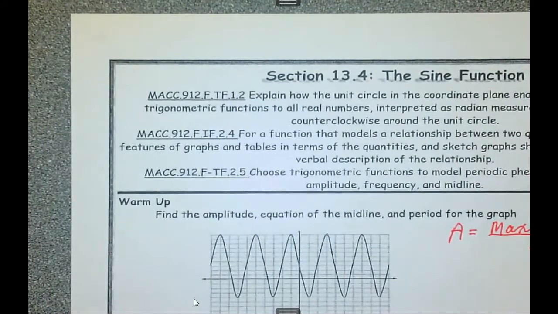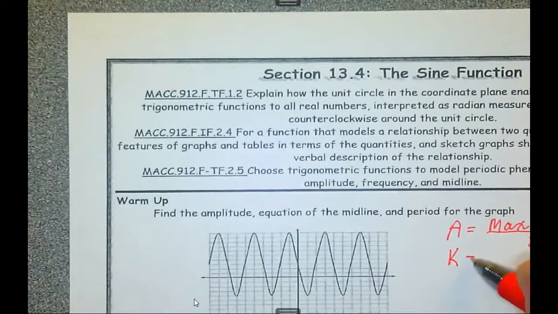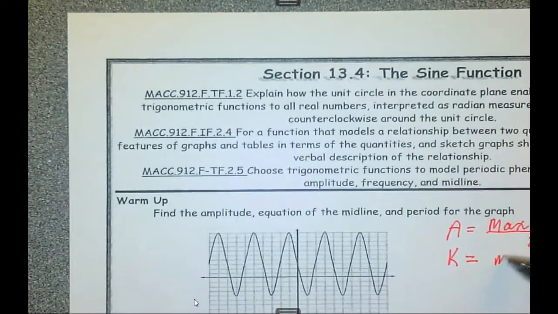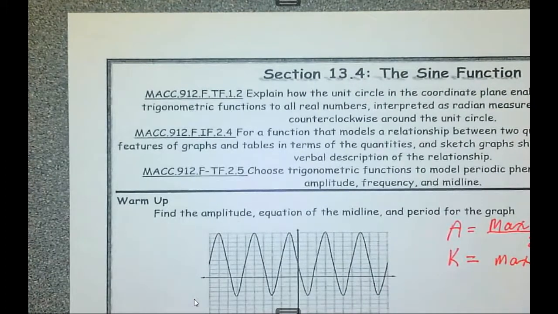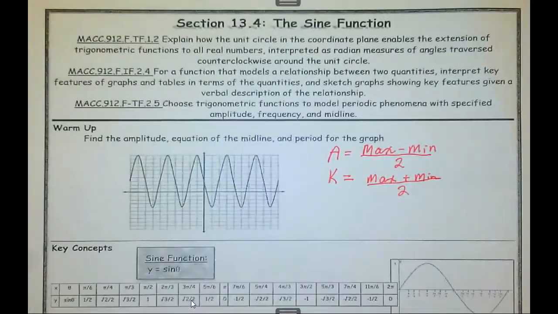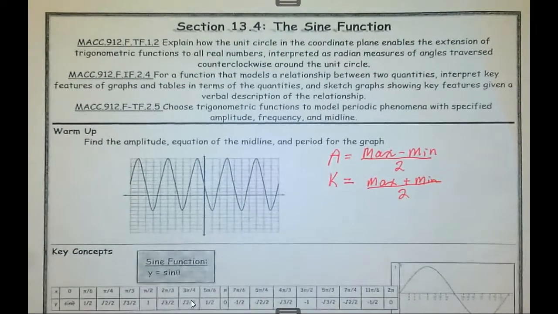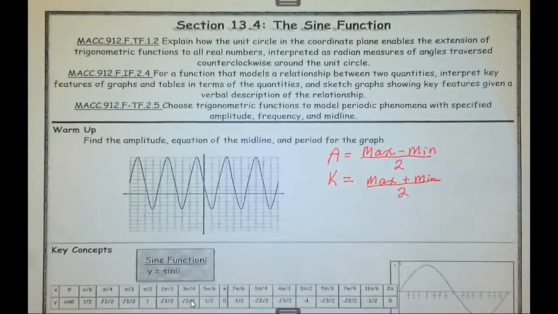And what's the midline? Midline was the max plus min divided by 2. I'm going to use K for now for the midline. Okay?